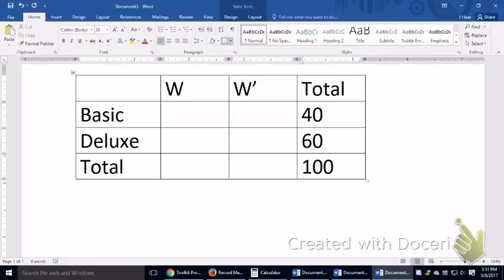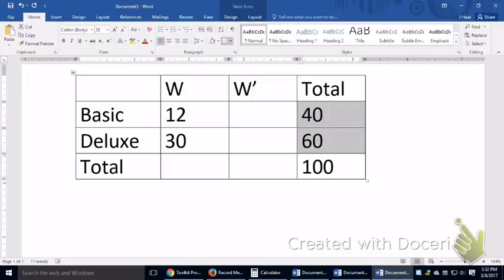Then it says of those who buy the basic model, 30% get an extended warranty. So that would be not 30% of the 100, but 30% of those 40. So 30% of those 40, .3 times 40, should be a number of 12. Now it also says 50% who get the deluxe model get the extended warranty, so 50% of those 60 who get the deluxe model should be a total of 30. Once again, that's the percentages not of the grand total, but of these totals I have over here for the basic and the deluxe model.